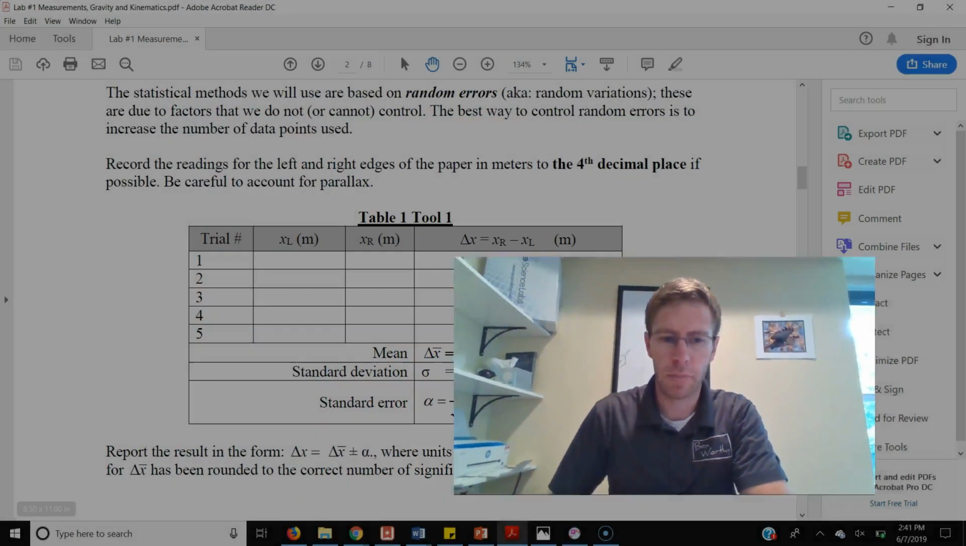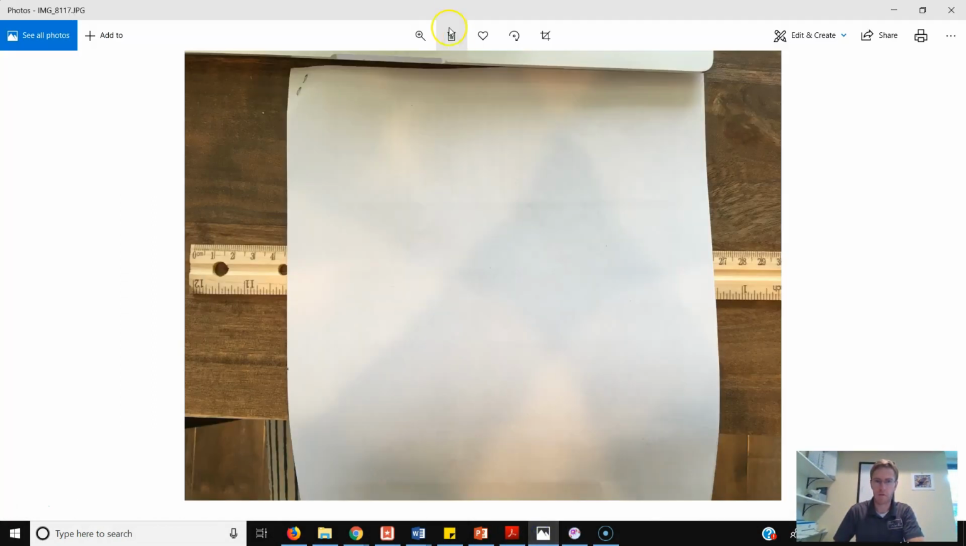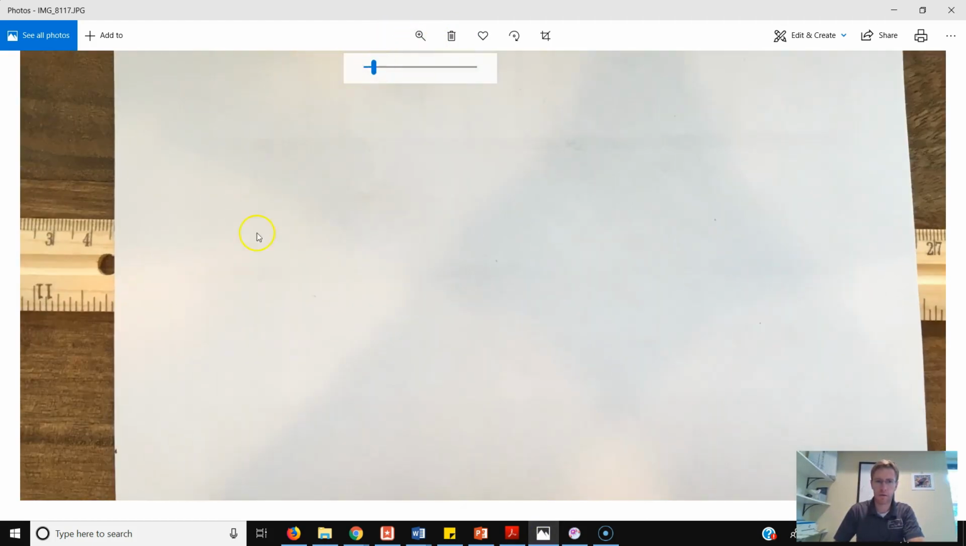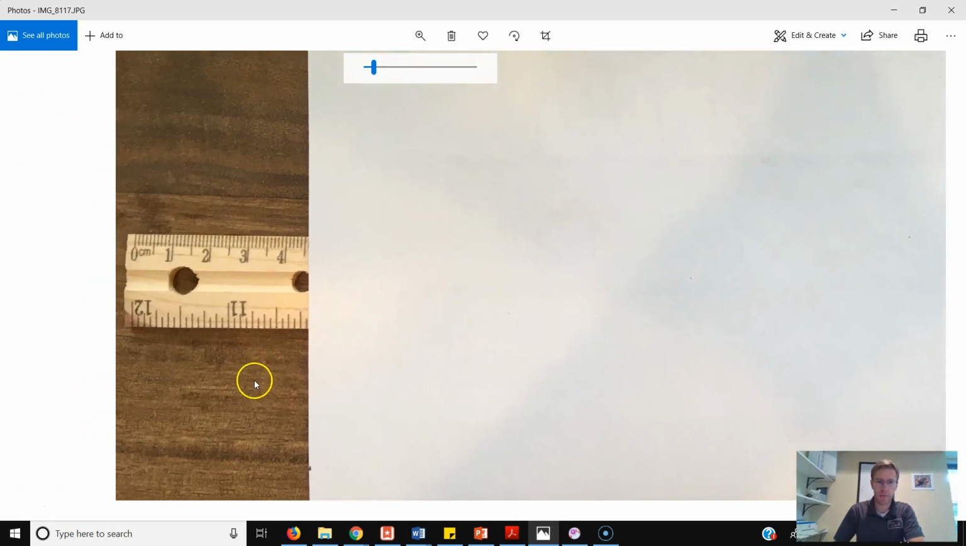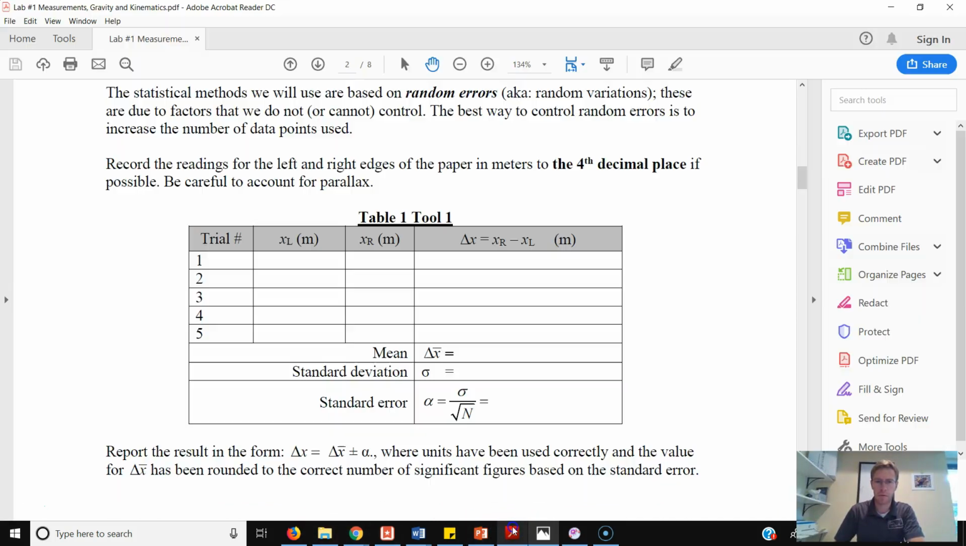To give you a little example, I went ahead and took a picture of a piece of paper laying over my meter stick that you can see here. If I zoom in a little bit, I'm going to show you how we go about figuring out where exactly we're at to the 4th decimal place with each side of the paper. So if you look at the data table here, it's asking you what is the physical location on the meter stick of the left edge of the paper and the right edge of the paper, and then you can find the width by subtracting those two.